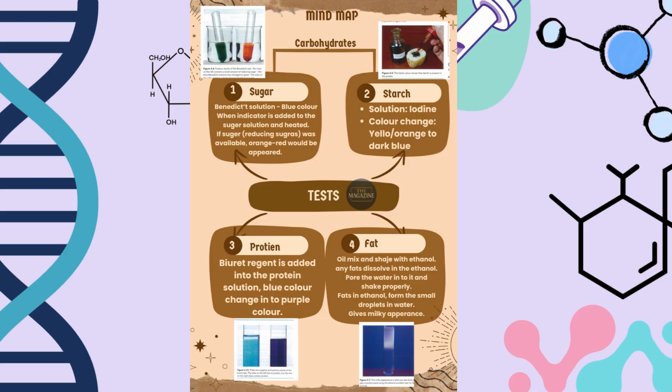Next one is the protein test. Here we are using biuret reagent, which is blue in color. Once you add it to the protein solution, if protein is available in your solution, the blue color converts into a purple color. So this is the indicator you can use to identify whether protein is present or not.